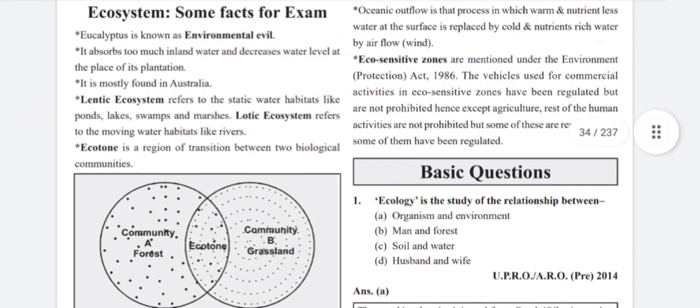Eco-sensitive zones are mentioned under the Environmental Protection Act 1986. The vehicles used for commercial activities in eco-sensitive zones have been regulated but are not prohibited, except agriculture. The rest of the human activities are not prohibited, but some of these are restricted and some of them have been regulated.